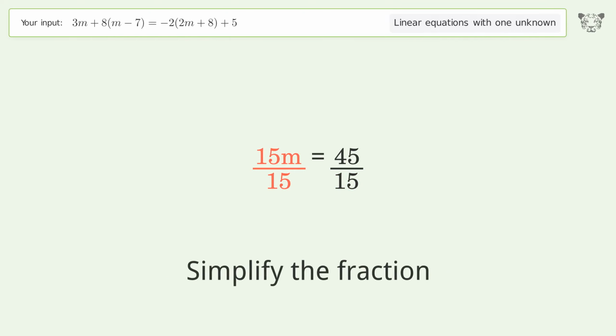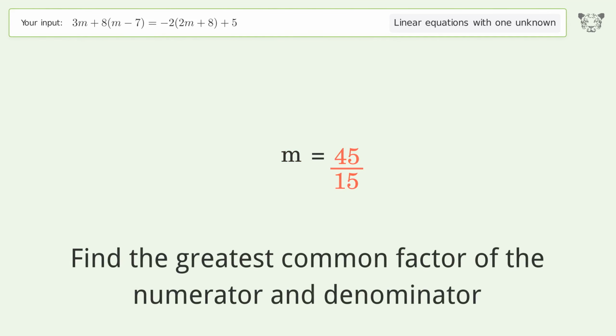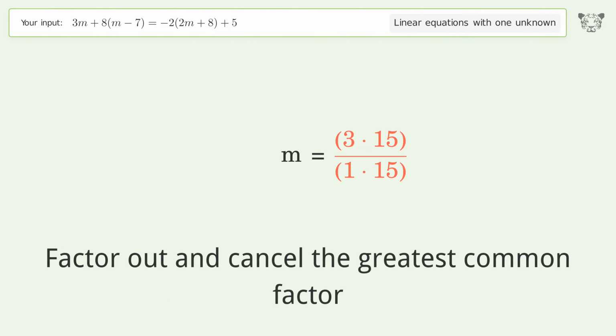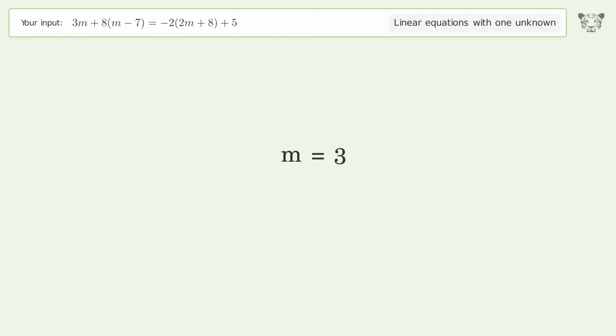Simplify the fraction. Find the greatest common factor of the numerator and denominator. Factor out and cancel the greatest common factor. And so the final result is m=3.